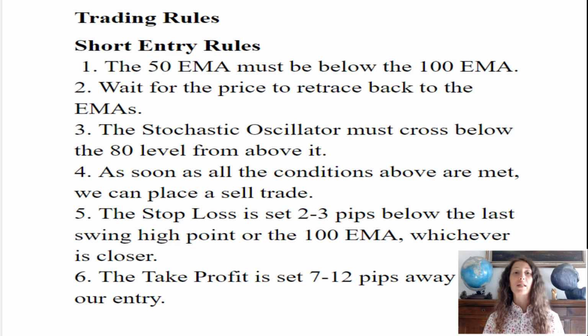The stop loss is set 2 to 3 pips above the last swing high point of the 100 EMA, whichever is closer. The take profit is set 7 to 12 pips away from our entry.